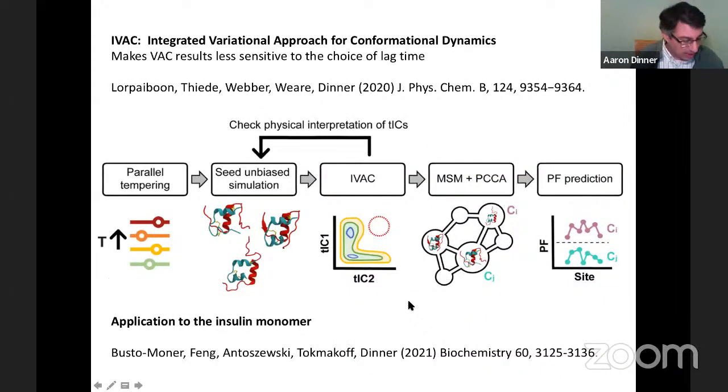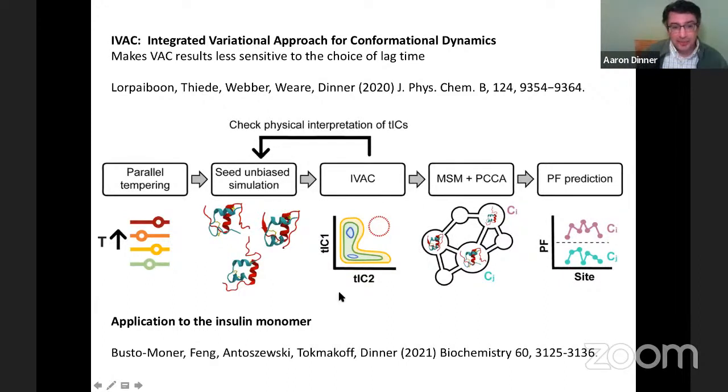I did want to make one advertisement before finishing up. Something I didn't have time to talk about is some work that we did looking at the so-called variational approach to conformational dynamics. So that would include methods like TICA or VAMPnets. And what we show in this upper paper is that those methods are very sensitive to the choice of lag time. And we introduce a very simple fix, which is to integrate over the lag time. And we show that you maintain a variational principle.